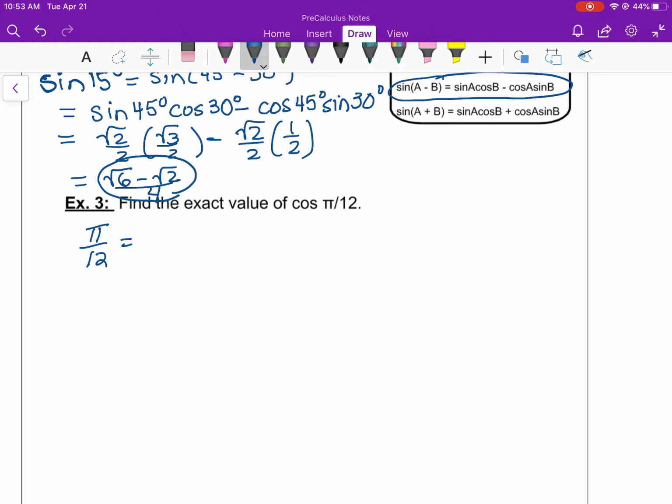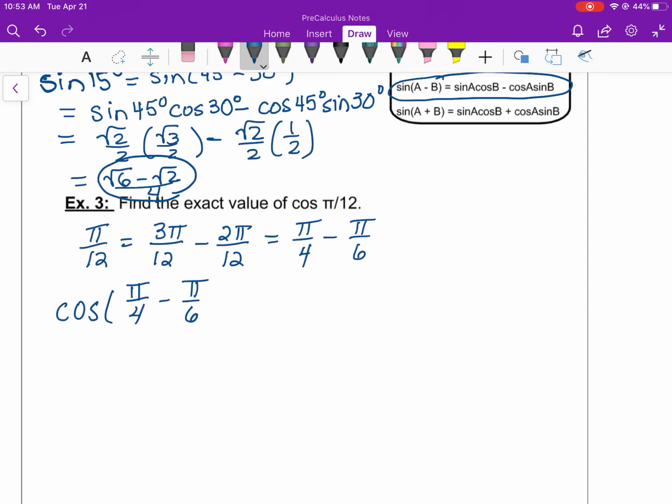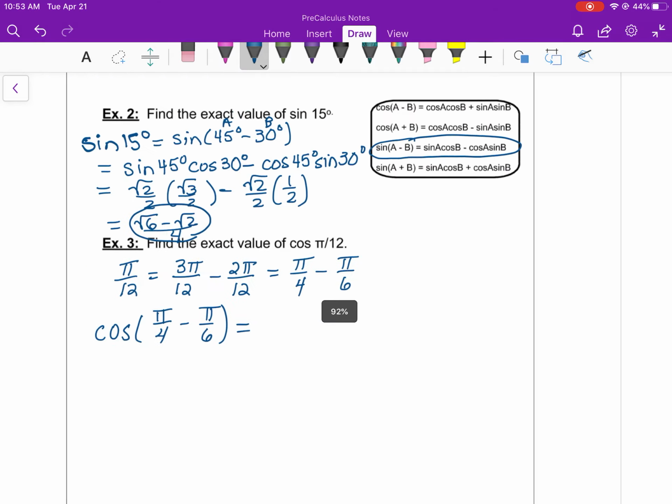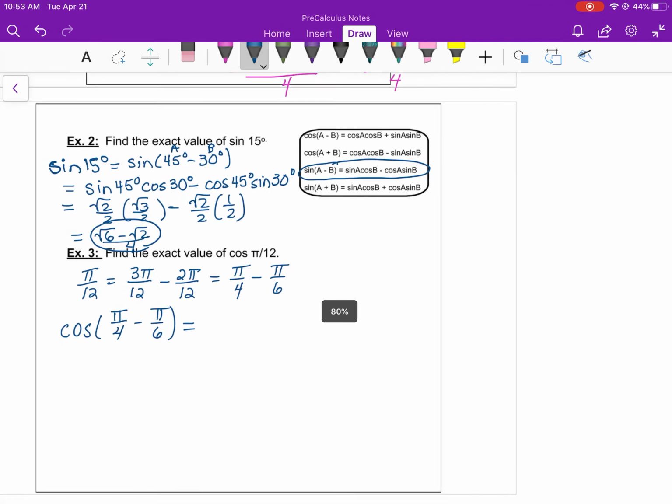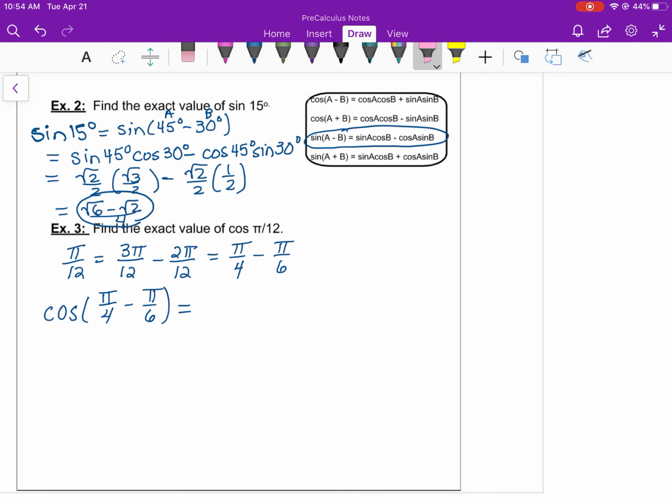So maybe if we did 3 pi, 3 minus 2, is that a way to get a 12th? Well, that's pi over 4 minus pi over 6. These again are on my unit circle. Okay, so I'm doing cosine and subtracting. So I'm going to use this formula that I'm highlighting here in pink.